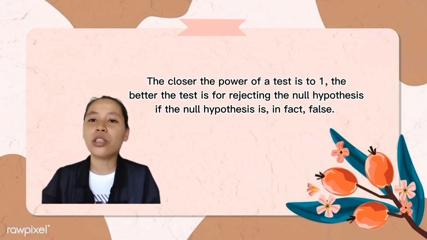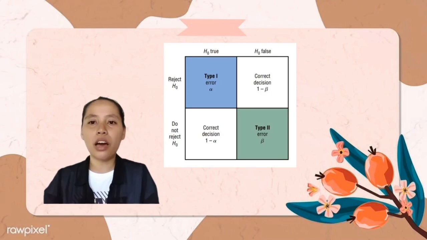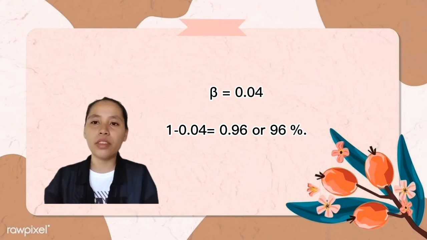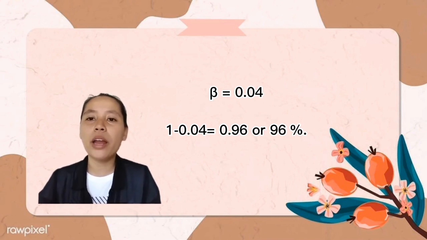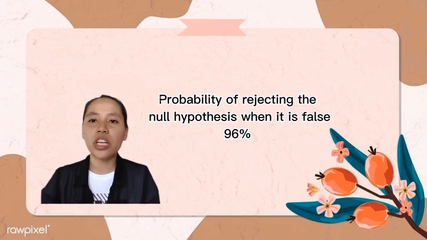In other words, the closer the power of a test is to 1, the better the test is for rejecting the null hypothesis if it is in fact false. The power of a test is equal to 1 minus beta, that is, 1 minus the probability of committing a type 2 error. The power of the test is shown in the upper right-hand block. If somehow it were known that beta is equal to 0.04, then the power of a test would be 1 minus 0.04, which is equal to 0.96 or 96%. In this case, the probability of rejecting the null hypothesis when it is false is 96%.